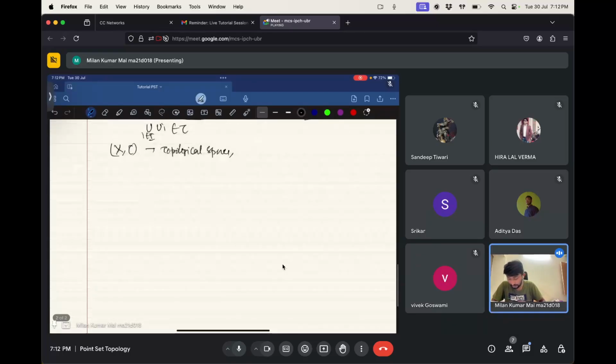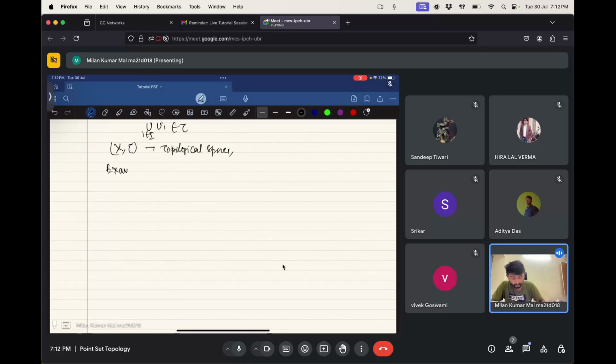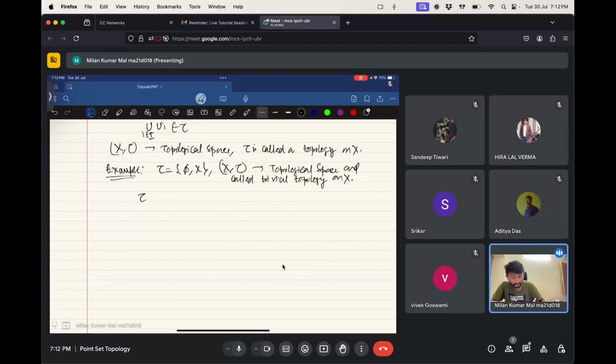This is just a definition, and an example is known: if I take tau equal to just the empty set and X, then X with tau is a topological space, and it is called the trivial topology. This tau is called a topology on X, the trivial topology on X. Similarly, if I take tau equal to the power set, then obviously that contains the empty set and X, because the power set of X is the collection of all subsets of X. Then (X, tau) is called the discrete topology.